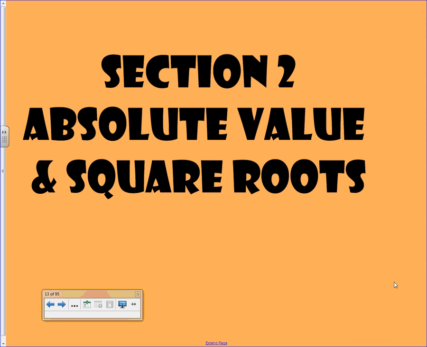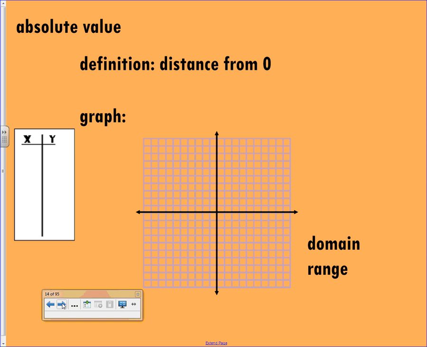Welcome to Chapter 6, Section 2, which is all about absolute values and square roots. So first of all, let's talk about absolute values. If you remember, the definition is the distance from 0. So no matter what your value is, it's always going to be positive. No matter what you put in, you always get positive because we're talking about distance, which can never be negative.